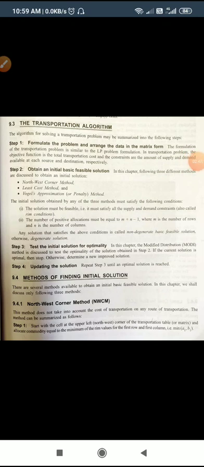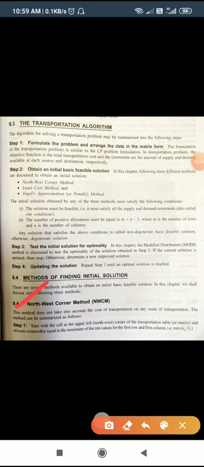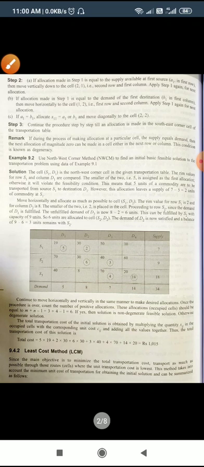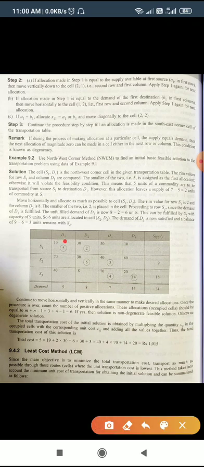In northwest corner method, in step first, if we have a matrix, then we see the northwest corner of the table. This is the first northwest corner of the given matrix, and we see here supply and demand. Here demand is 5 and supply is 7. So we give the maximum number of units to transport to this cell. So we give 5. So this column is satisfied, and now we regenerate the matrix. Here supply is now 2.